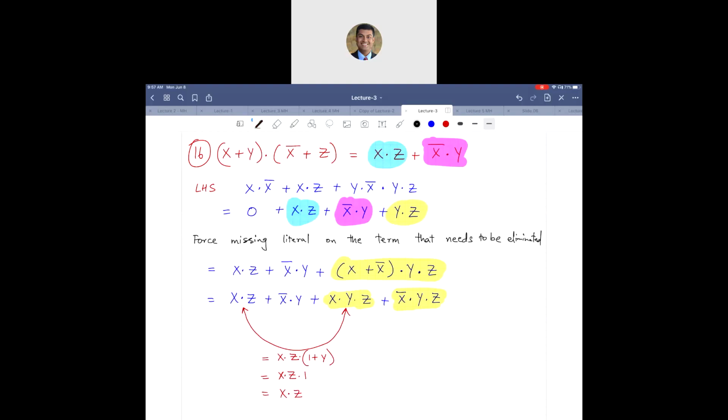Then similarly, I can combine these two guys. There's a X complement and Y that is common to both of them. One or Z, which is simply X complement or Y. So by combining those two, you have got X plus complement Y, which is the right hand side.